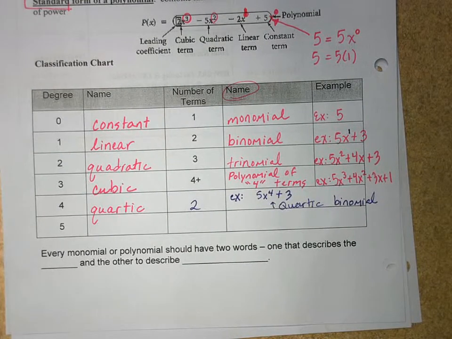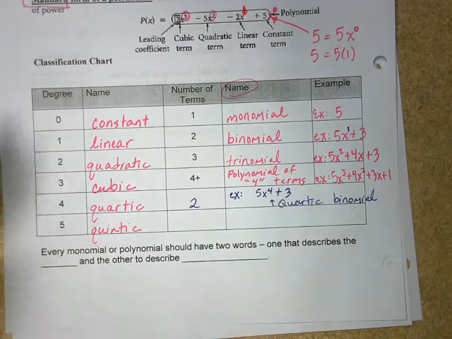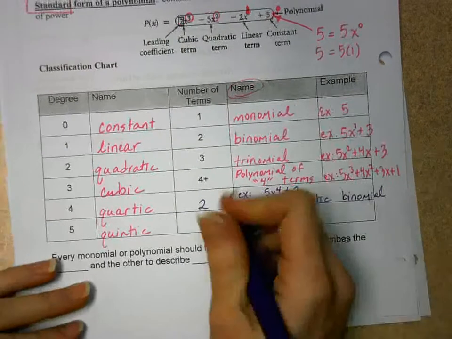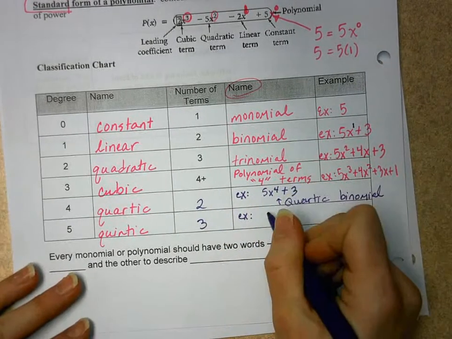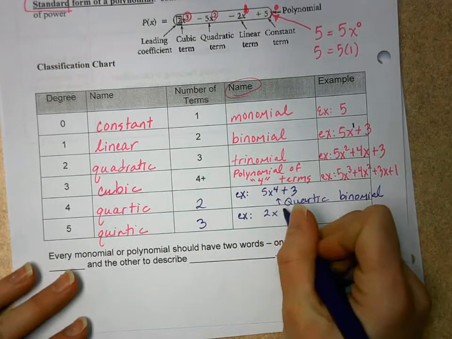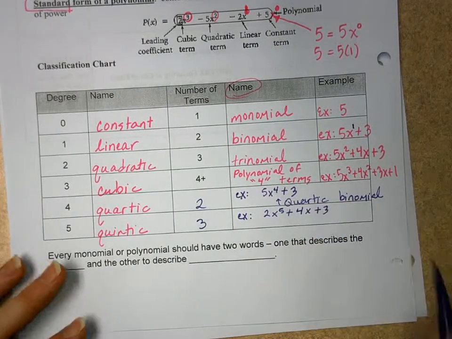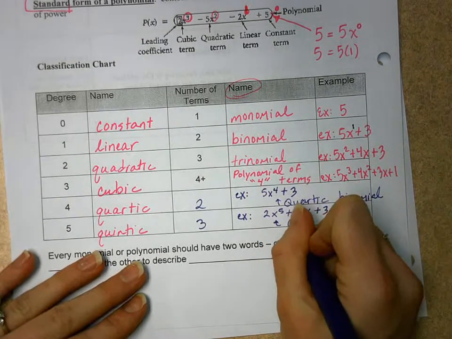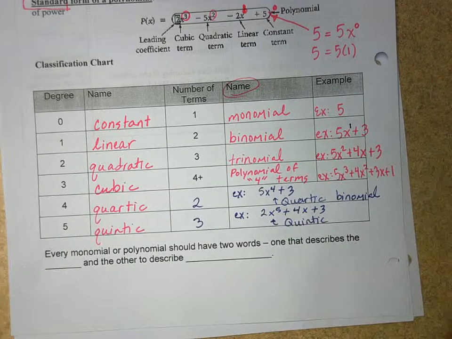And the last one's kind of fun too. It's called a quintic. Q-U-I-N-T-I-C. And then let's choose 3 terms. So a quintic, and let's say we have 3 terms. Here's what this would look like. Something like 2x to the 5th plus 4x plus 3. This would be recognized as a quintic. And then what would the last name be? Trinomial.